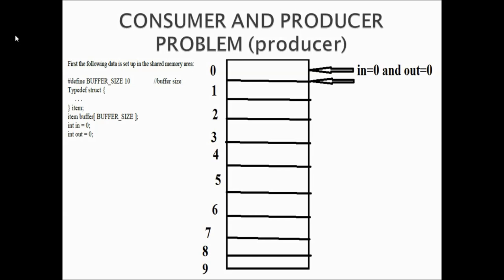Understood, guys? I created a buffer, and I'm setting two pointers, in and out, to 0. Now my buffer is ready. My buffer size is 10, and I can use this buffer.